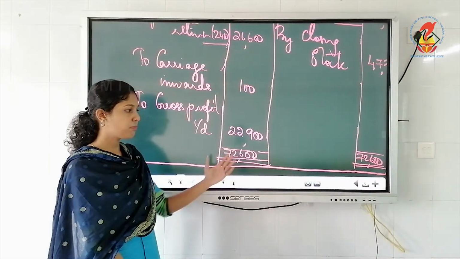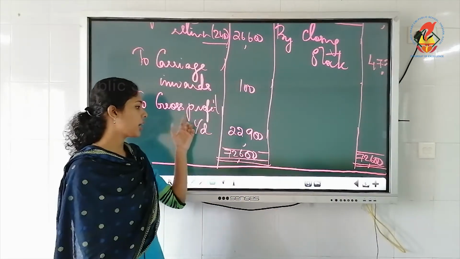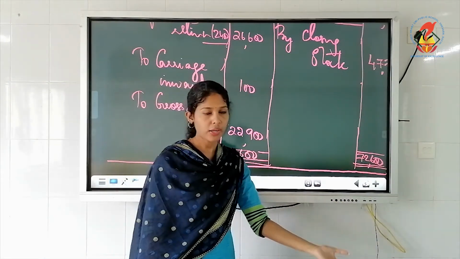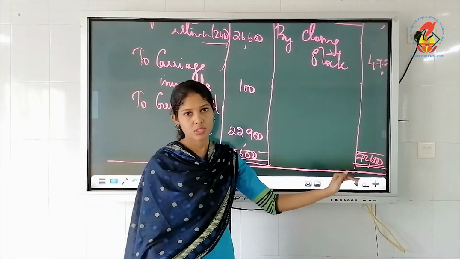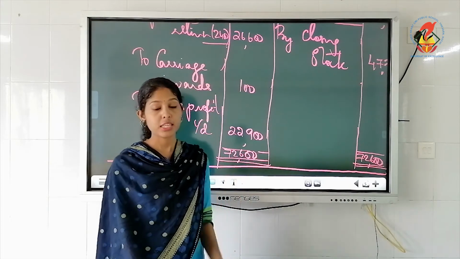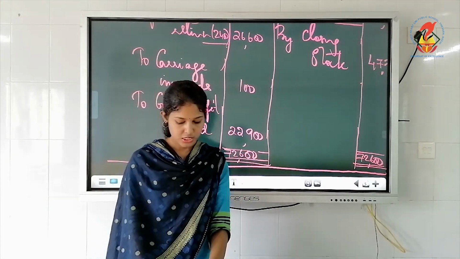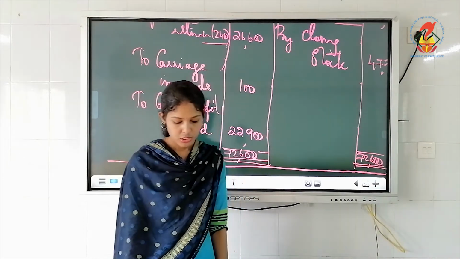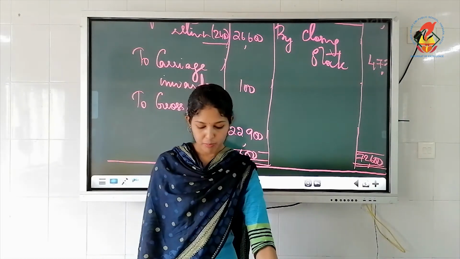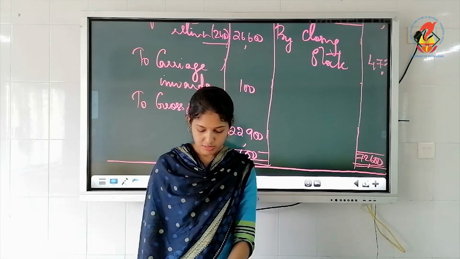Since we are not doing P&L now, you need not write gross profit brought down, or else we will start P&L like that. So in that case, no need to close your account. We will be continuing P&L in comprehensive questions. Okay. So this is a simple trading account. We will work out practical problem number 7.